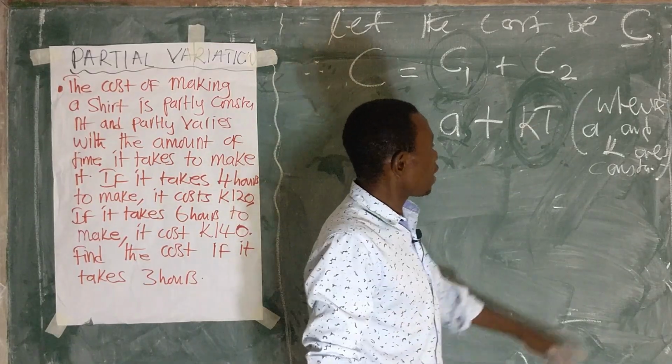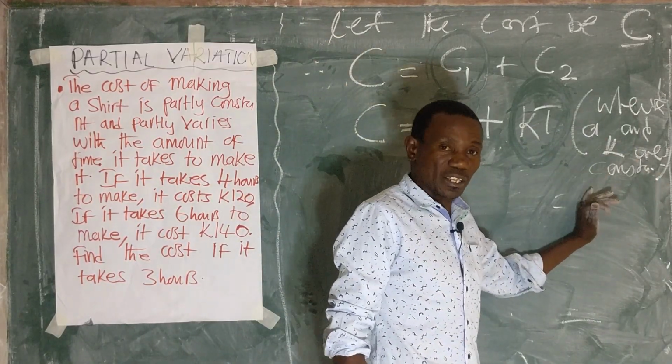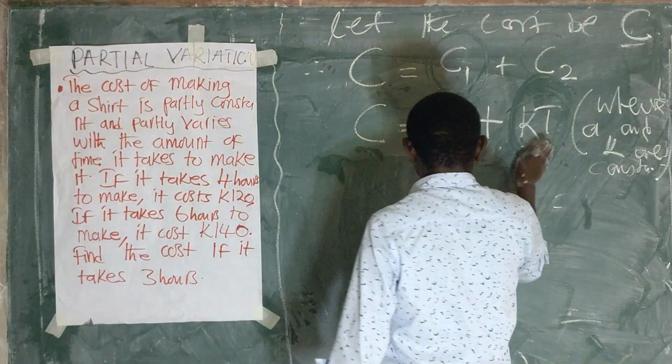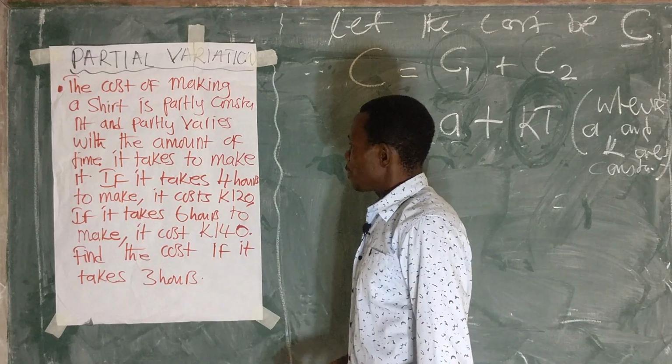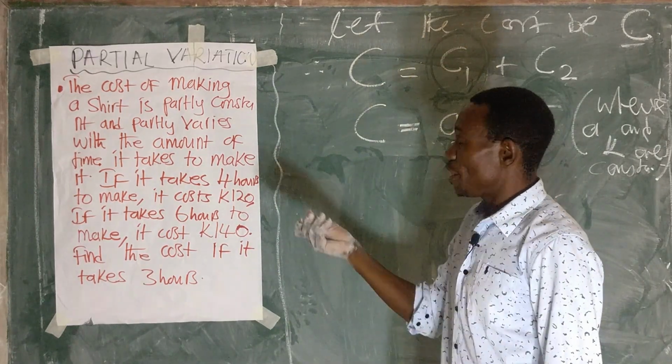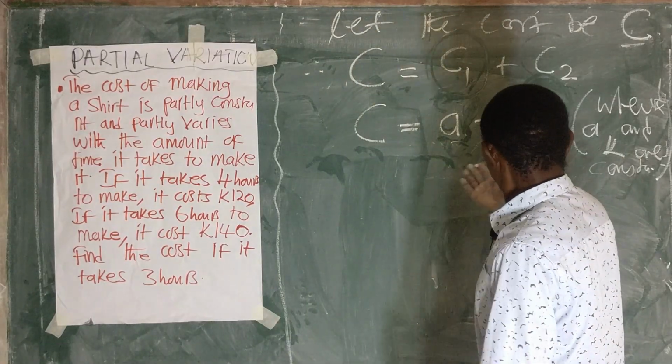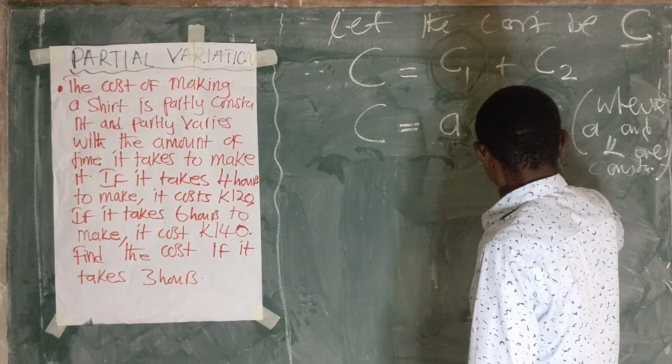That's why here I'm writing where a and k are what? Constants. So please differentiate the two constants aside. So now what are we going to do? As usual, let's first of all calculate the value of the constants, as we have been doing in the first types of variations. Right, but now we have got two of them, a and k.